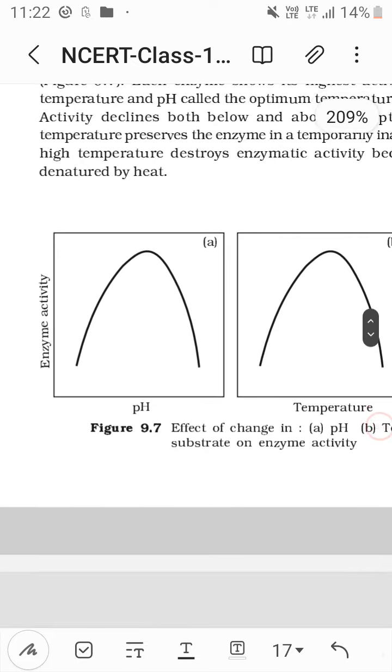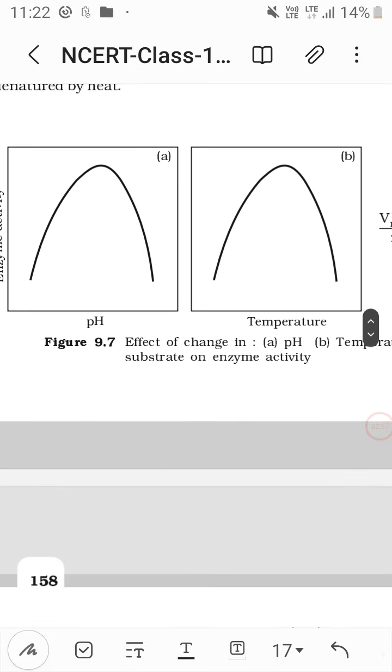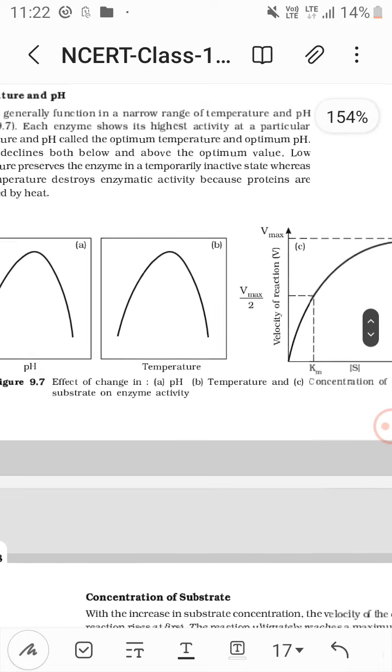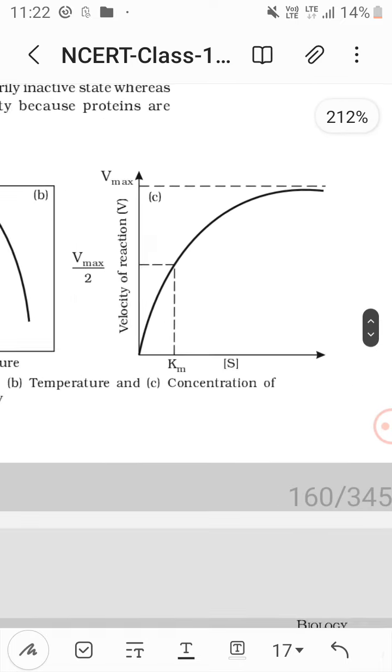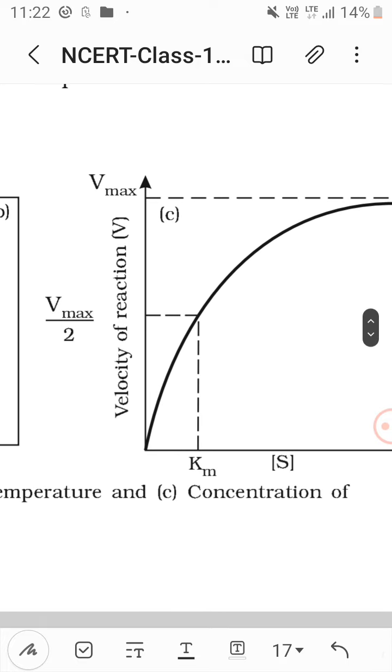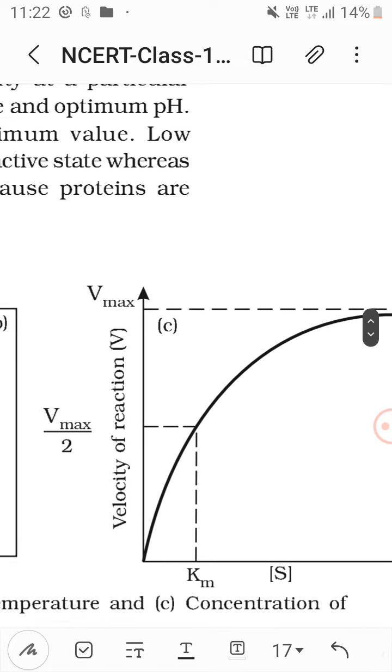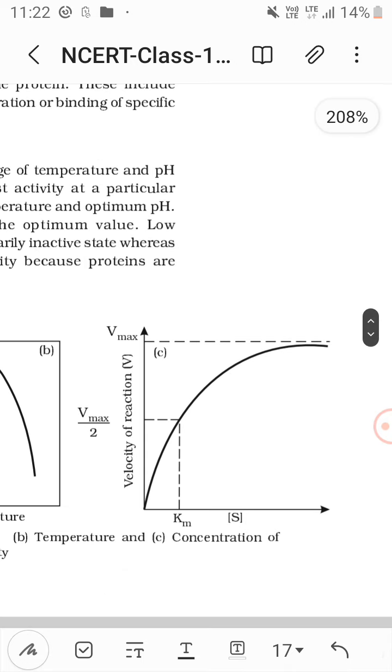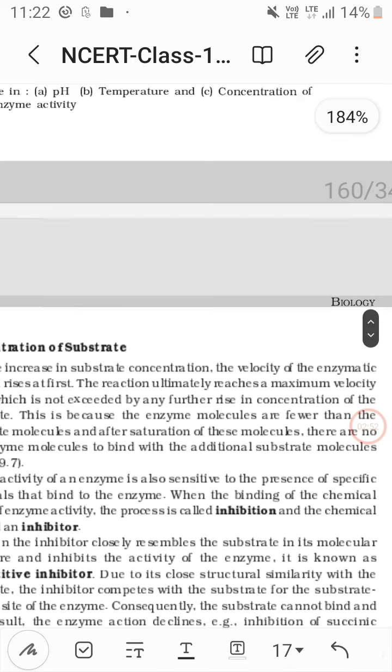On the y-axis it is enzyme activity, on the x-axis pH and temperature, and then the concentration of substrate also affects enzyme activity. On the x-axis that is the Km value, which is the substrate concentration at half of the maximum velocity, and Vmax, the maximum velocity of the reaction. So this is it.